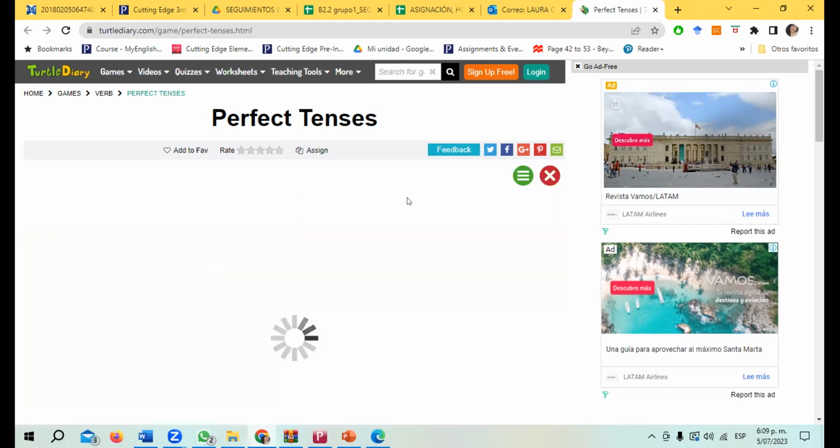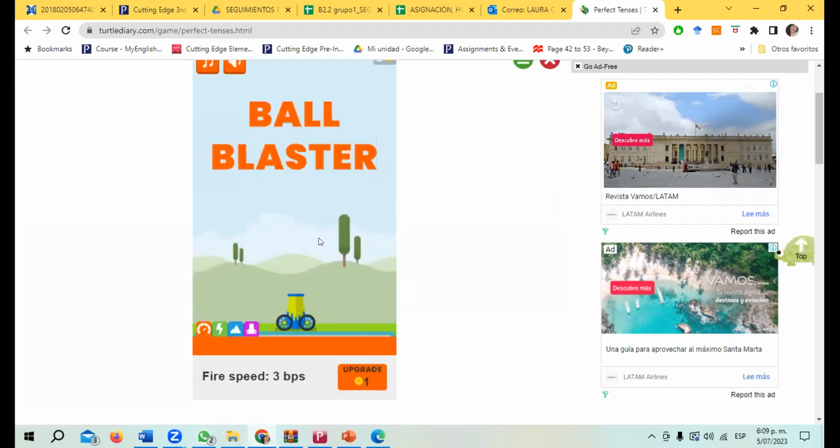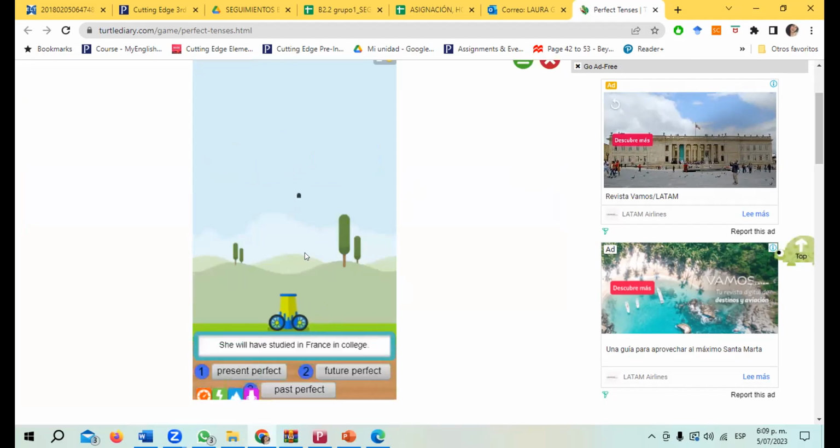So you click on it. Okay, let me show you. You can start like this, and you have a sentence: She will have studied in France in college. You have to shoot the correct number, okay? In this case, it's number 2.